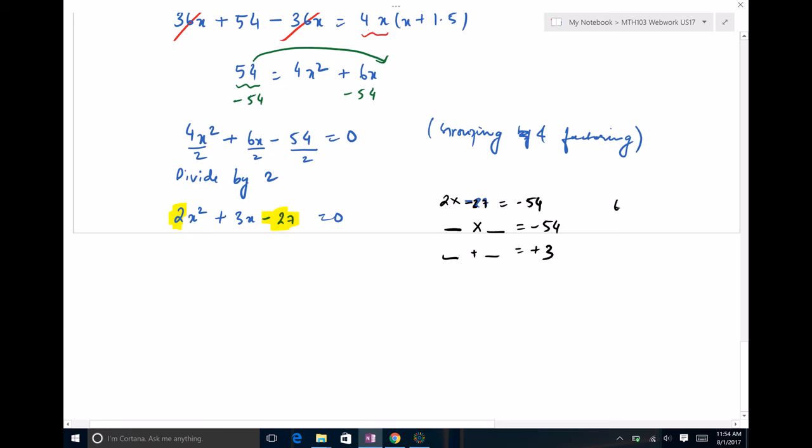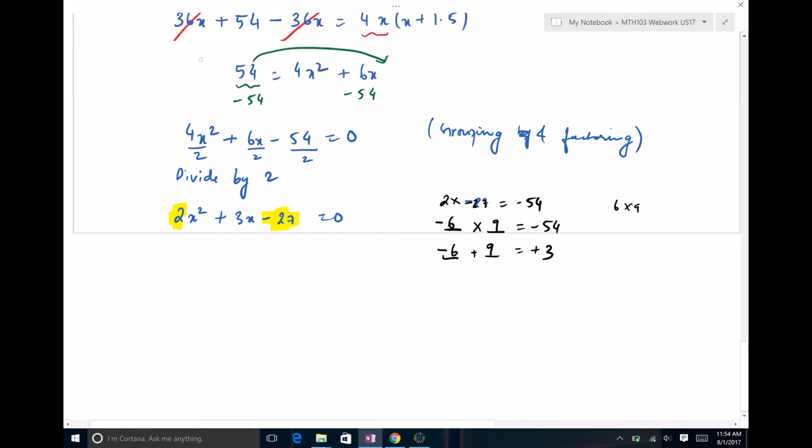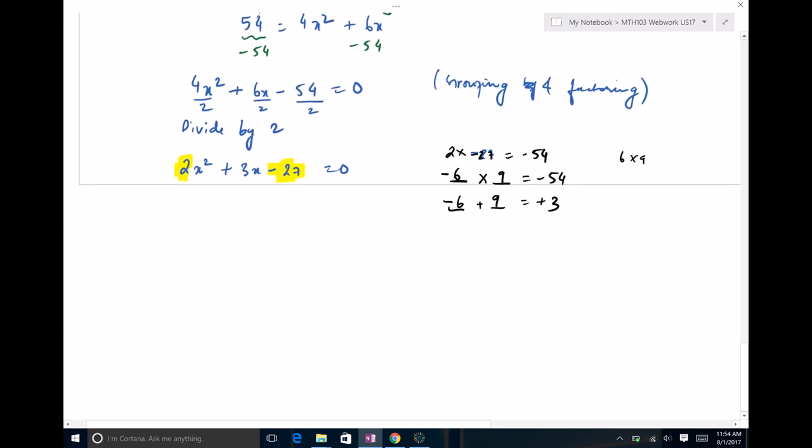Now you know that 6 times 9 is 54, so the numbers here should be 6 and 9, but since I have a positive 3, it's probably negative 6 times 9, because negative 6 plus 9 gives me positive 3. Okay, but in grouping and factoring you can't just write down both the factors directly. You have to do some more work than this. So I'm going to rewrite the middle term: 2x squared, and the 3x I'm going to rewrite as minus 6x plus 9x minus 27 equals 0.